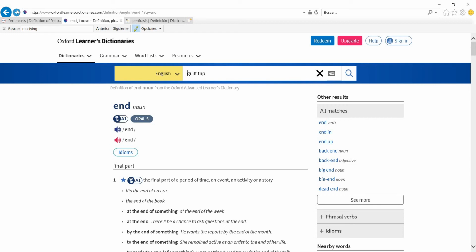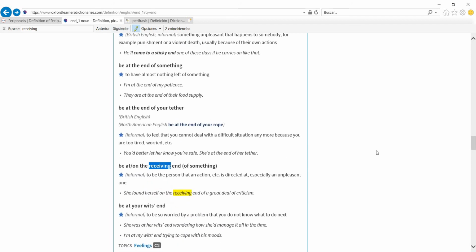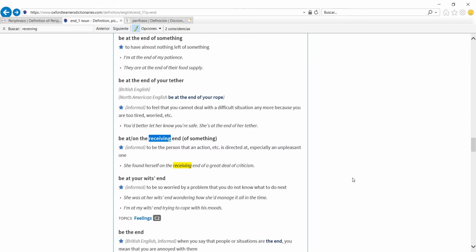Now, imagine this expression, right? To be at the receiving end, which is an expression we use a lot in English. To be at the receiving end of something, to be the person that an action is directed at, especially an unpleasant one. So, she found herself on the receiving end of a great deal of criticism. This means that she was being criticized.